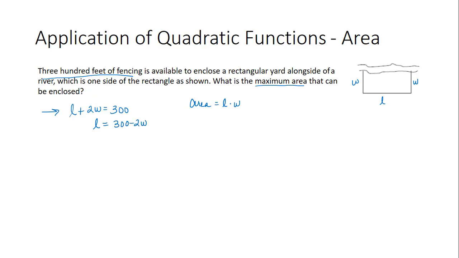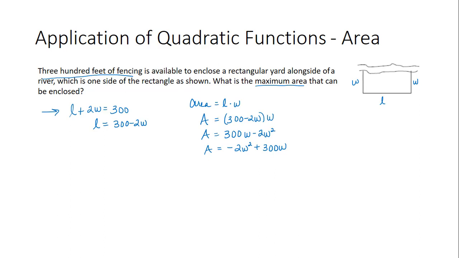And now the area can be represented as, well, L is 300 minus 2W times W. If we distribute, we get 300W minus 2W squared. So now we have a quadratic function. If you want to write it in standard form, it's negative 2W squared plus 300W. And so the maximum of this quadratic function occurs at the vertex.